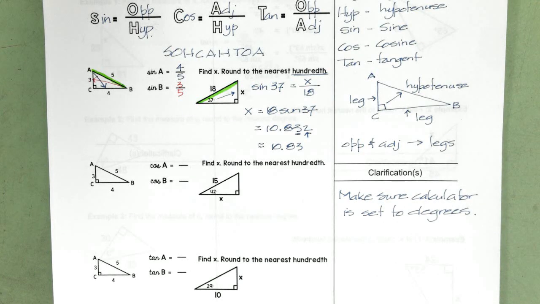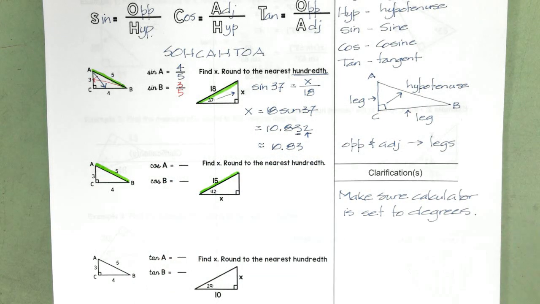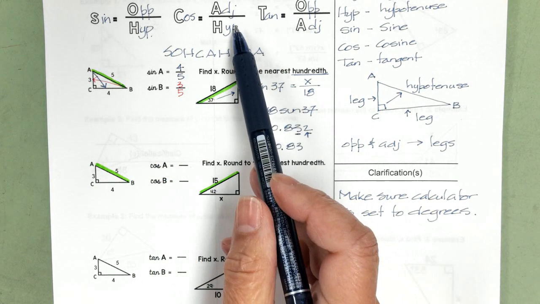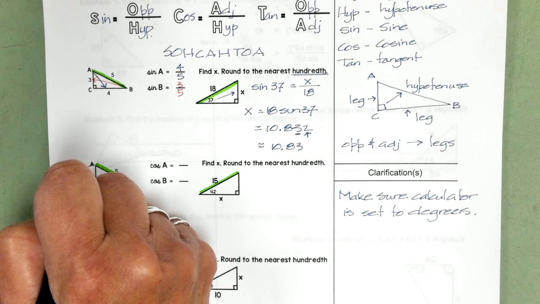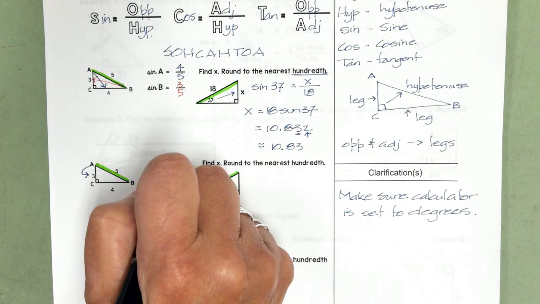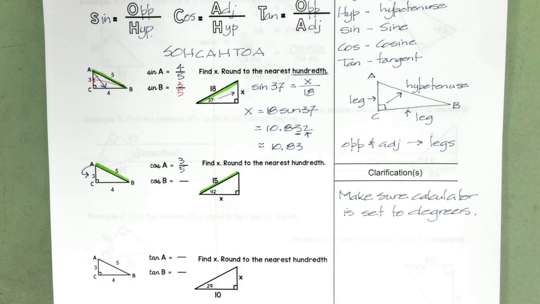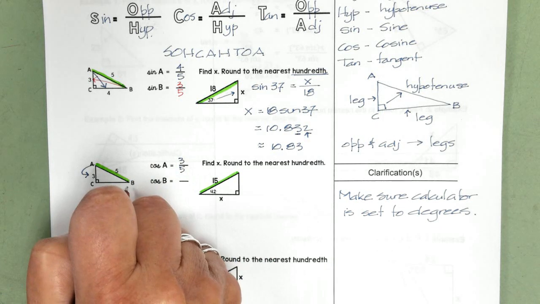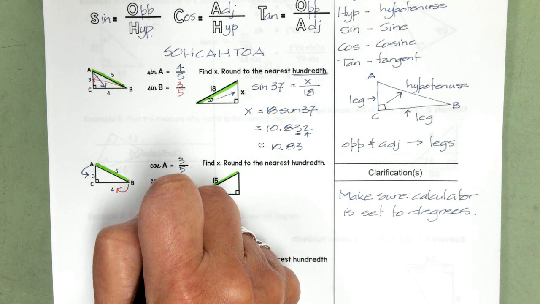Moving on to the next triangle, again highlighting my hypotenuse, we're going to look at cosine. Cosine is adjacent over hypotenuse. The adjacent side is the side next to the angle, or you can look at it as the side that makes up part of the angle. So in this case, for angle A, it is 3. Again, the hypotenuse is 5, so the cosine of A is 3/5. If we go to angle B, the side next to it is 4, so the cosine is 4/5.